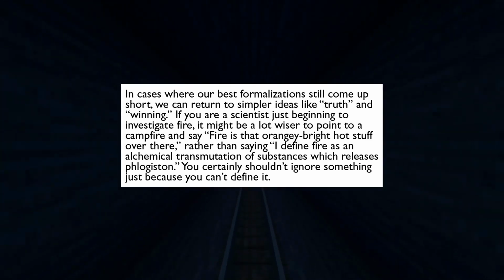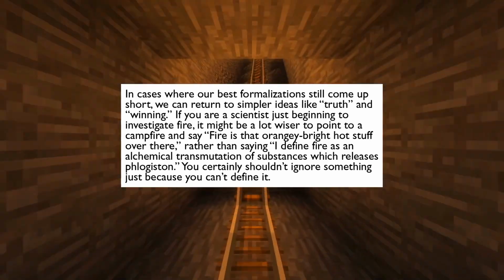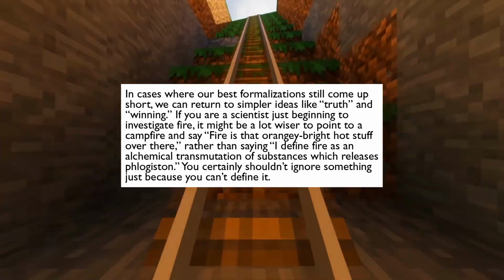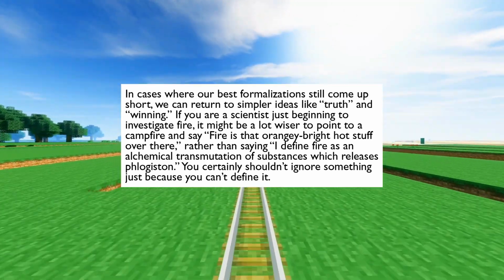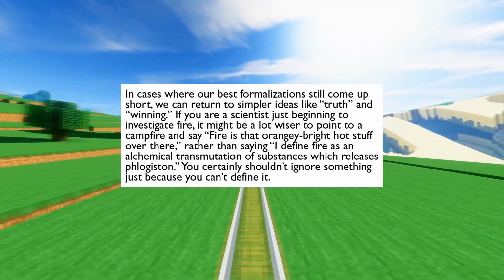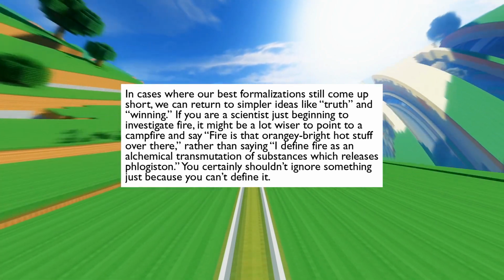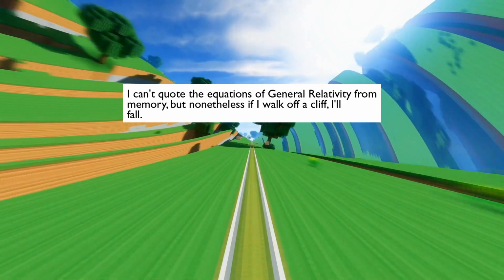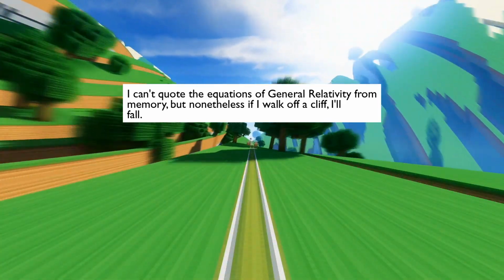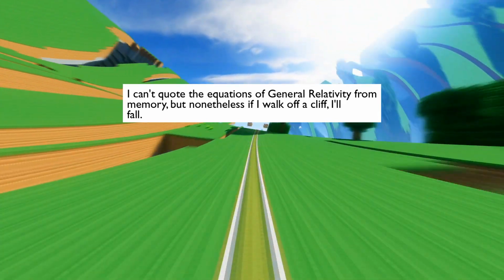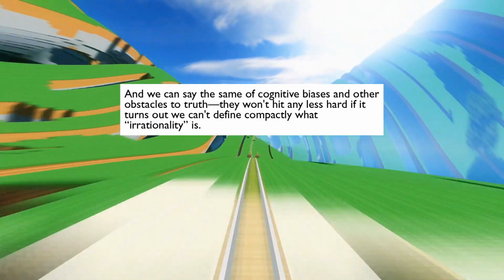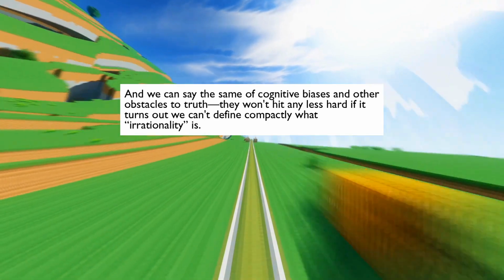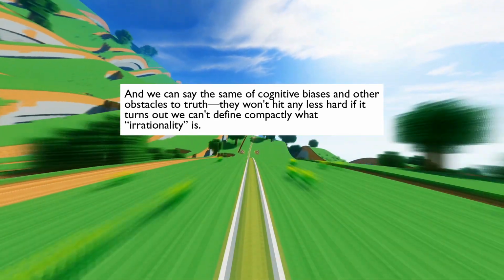If you are a scientist just beginning to investigate fire, it might be a lot wiser to point to a campfire and say fire is that orangey bright hot stuff over there, rather than saying I define fire as an alchemical transmutation of substances which releases phlogiston. You certainly shouldn't ignore something just because you can't define it. I can't quote the equations of general relativity from memory, but nonetheless if I walk off a cliff, I'll fall. And we can say the same of cognitive biases and other obstacles to truth, they won't hit any less hard if it turns out we can't define compactly what irrationality is.